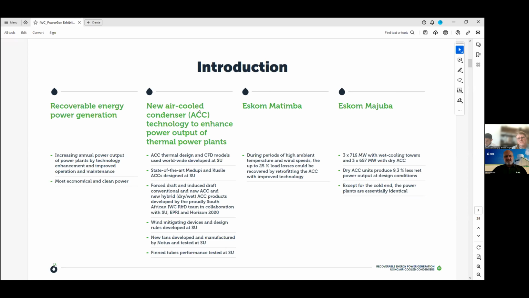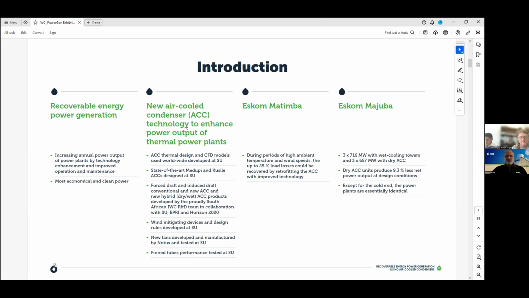Then going to the next bullet, new air-cooled condenser technology to enhance power output of thermal power plants. So the air-cooled condenser is an old technology, but by improving it, significant improvement in output can be achieved. So what is an air-cooled condenser? I forgot to add this here, but it's coming later. It's effectively a system by which we condense the steam from the steam turbine exhaust directly with air-cooled finned tube heat exchangers.